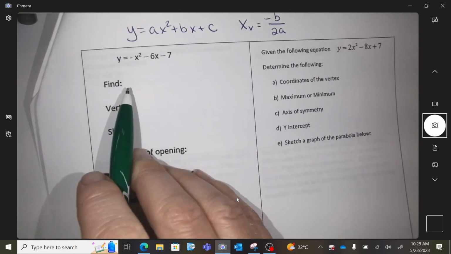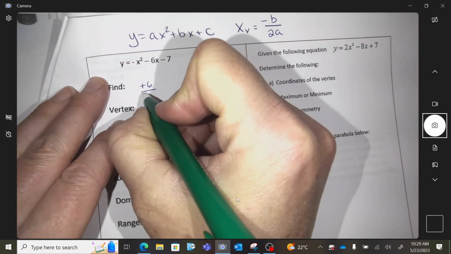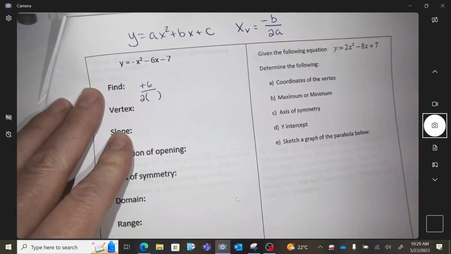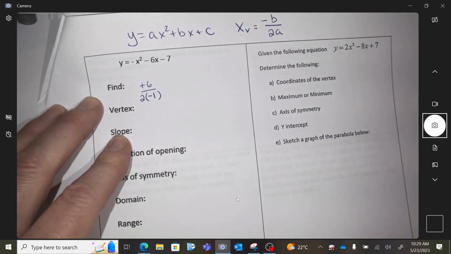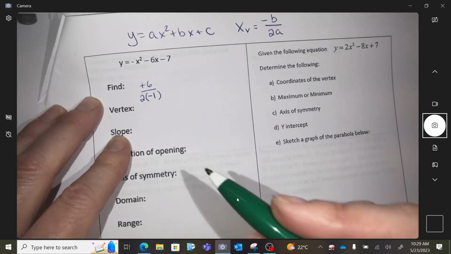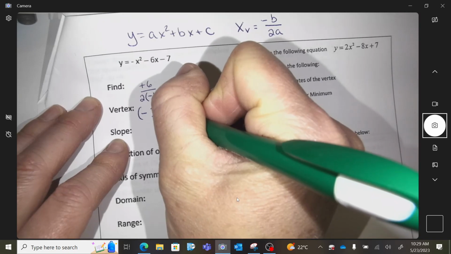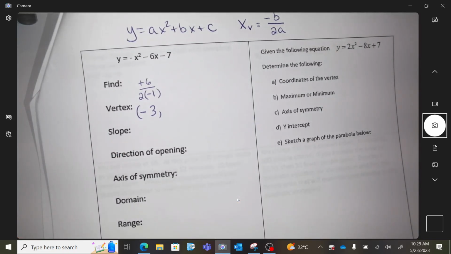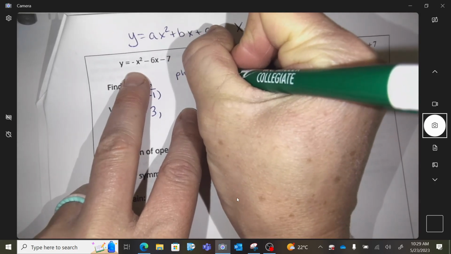So what is the opposite of this b number? Positive 6 over 2 times the a number, which is negative 1, right? So what is 6 divided by negative 2? Negative 3. How do I get the next part of this then? That was just the x. How do I get the y? Remember how to get that? You need to do a plug-in.